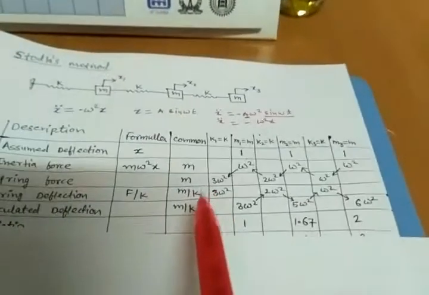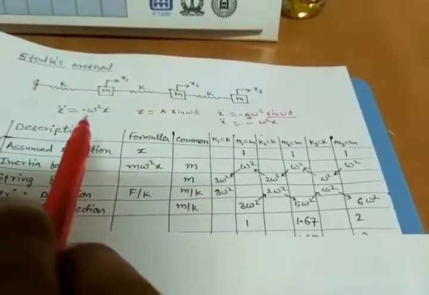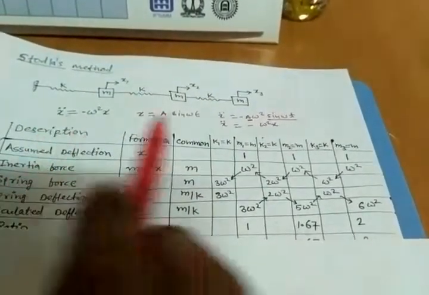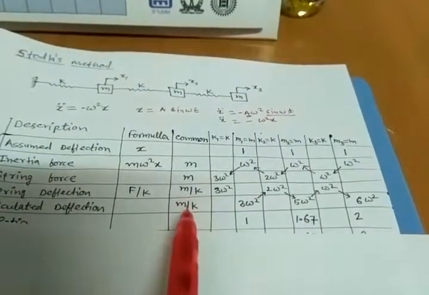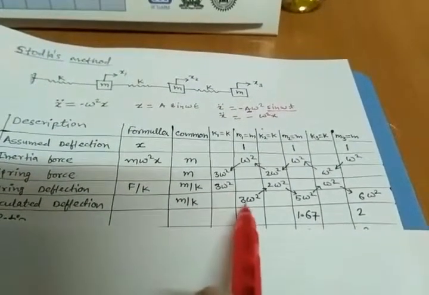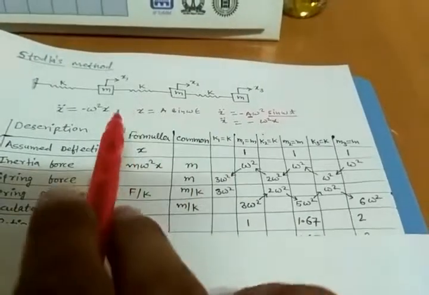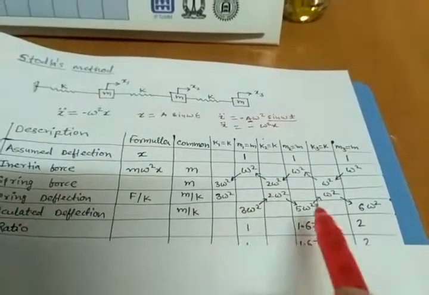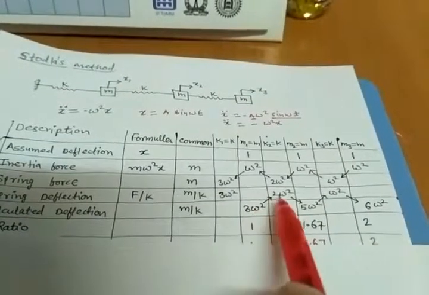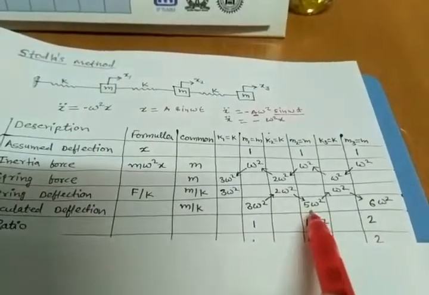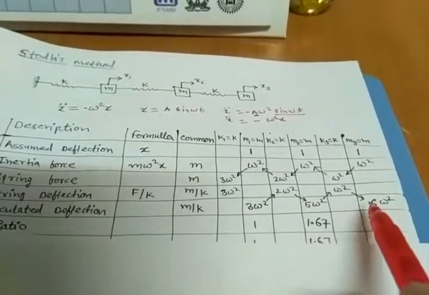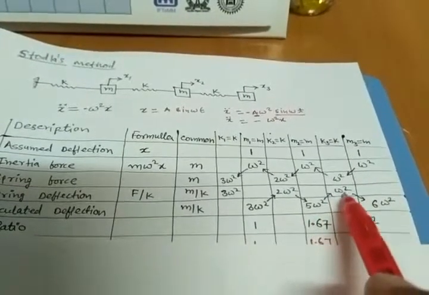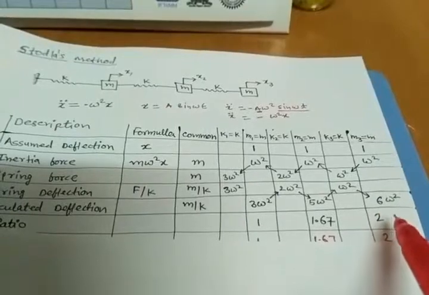Then the next row is calculated deflection. As I have mentioned, deflection will keep on increasing from left hand side to right hand side. So this is common m by K. Then the deflection of mass m1 is 3 omega square, which I have written here. The deflection of this mass is 3 omega square plus 2 omega square, that is 5 omega square. Then the deflection of this mass is 5 omega square plus omega square, that is 6 omega square.